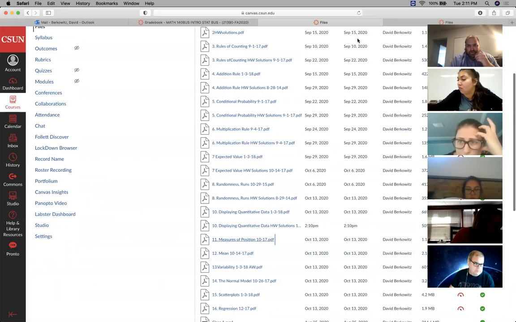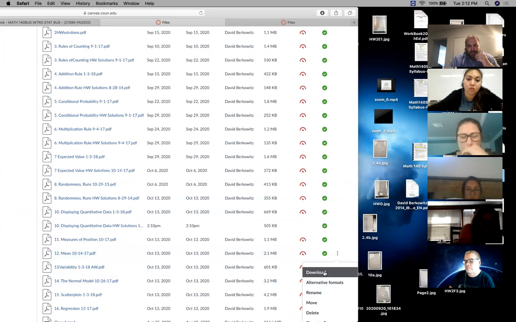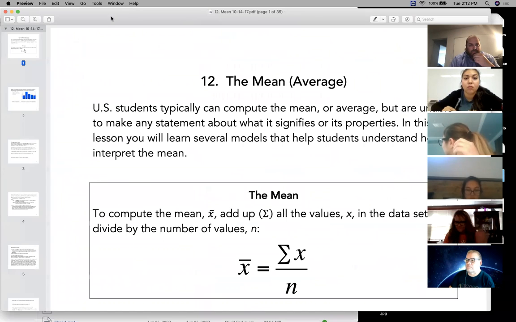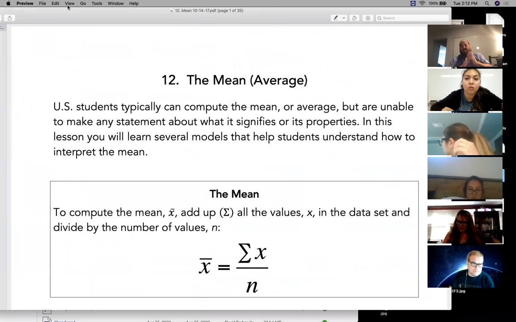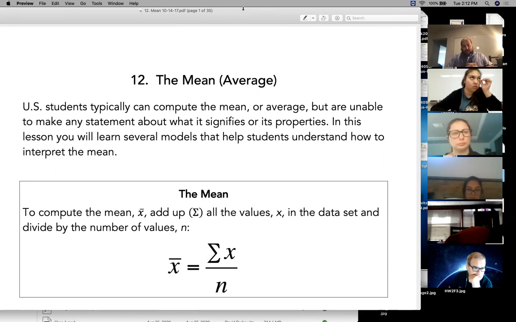So let's download number 12 on the mean. And let's do that one. So we have not done this one yet, correct? So we are on the mean right now. Another word for mean is average, but the word average is not as precise because there's different types of averages out there. The mean is just one of them. It's one specific type of average.